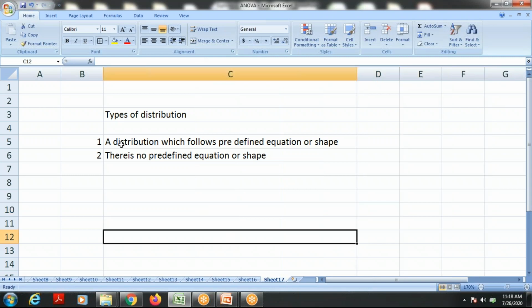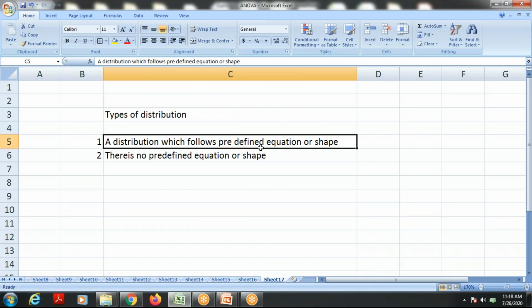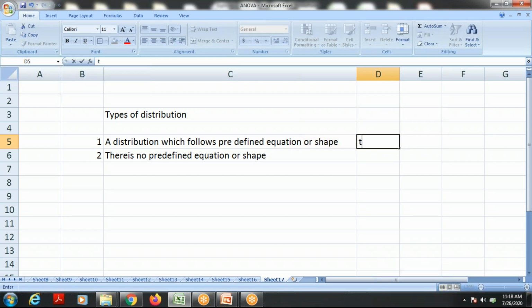Listen very carefully. I'm saying a distribution which follows a predefined equation or shape, like your T, Z, F, chi-square. Getting it? These are distributions wherein everything is predefined. Like the earlier binomial and Poisson, all these equations are predefined. If your data is behaving in a certain way, then it is similar to this distribution. I hope you are getting it.